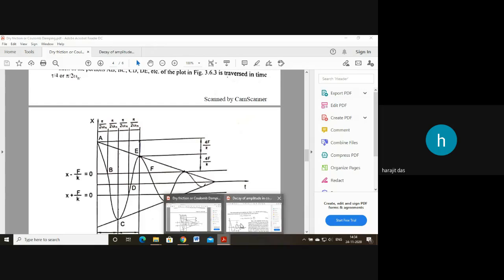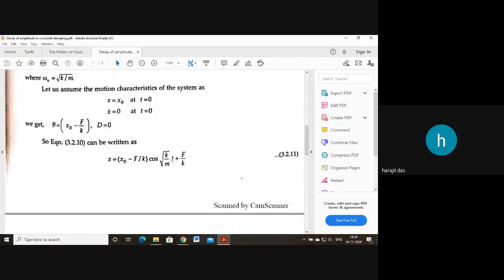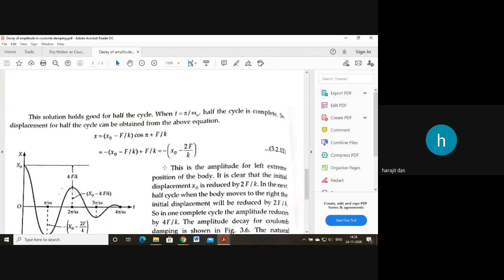Okay, so if you put pi by omega n in this equation instead of t, omega n is what? Under root k by m. So the under root k by m will cancel out, only the pi term will be there, plus f upon k. So cos pi is what? It is -1, so minus of x naught minus f upon k plus f upon k. If you calculate, you will get minus of x naught minus 2f upon k.